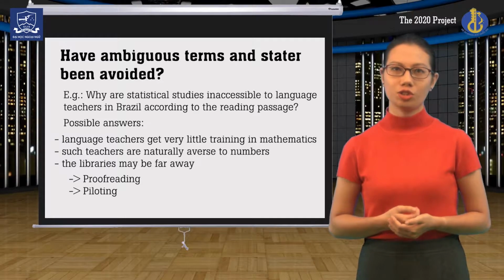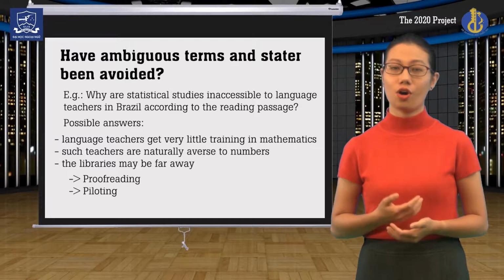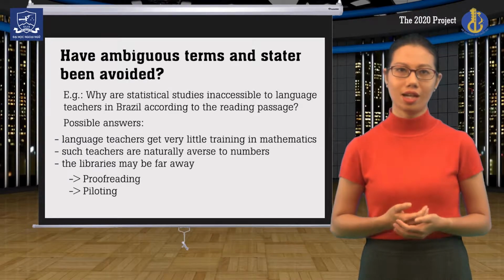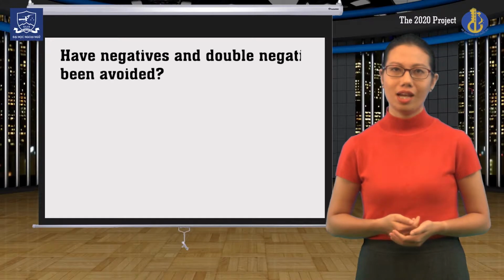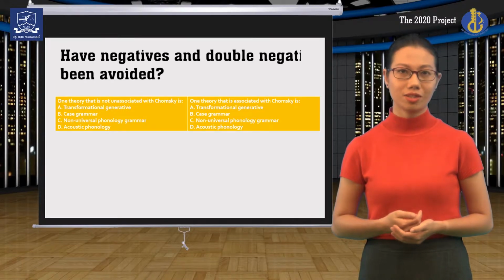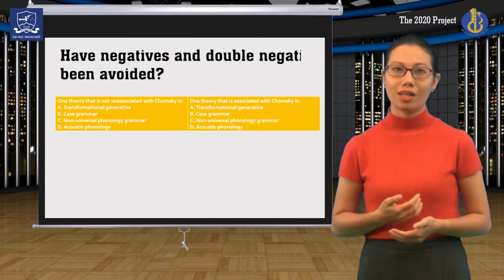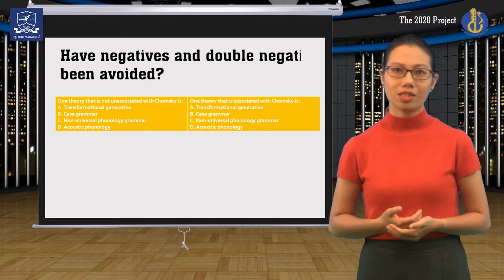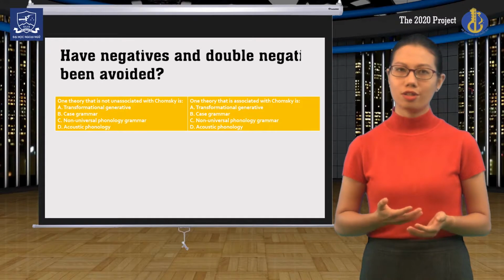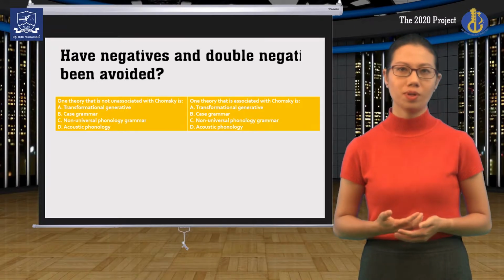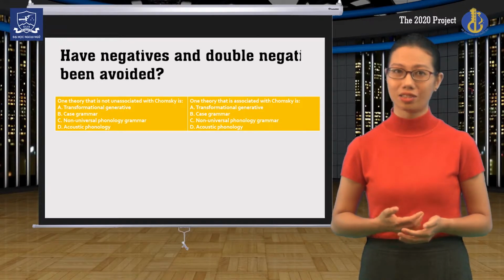Getting a colleague or two to proofread the test or having several former students take the test and comment on the items can solve this kind of problem. Fourth, have negatives and double negatives been avoided? Likewise, the use of negatives and double negatives may be needlessly confusing and should be avoided unless the purpose of the item is to test negatives.